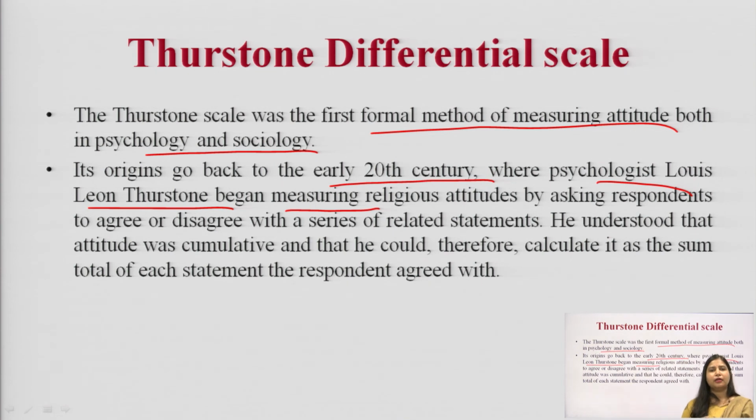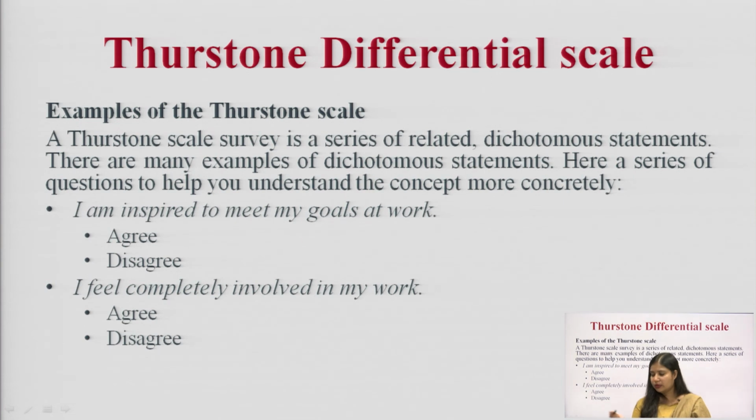and he understood that attitude is cumulative and that he could therefore calculate it as a sum of the total of each statement the respondent agreed or disagreed with. Basically, this is the first scale of attitude measurement which they started using in the early 20th century, where they gave the response of whether you agree or you disagree. So, this is the example of your Thurstone differential scale.